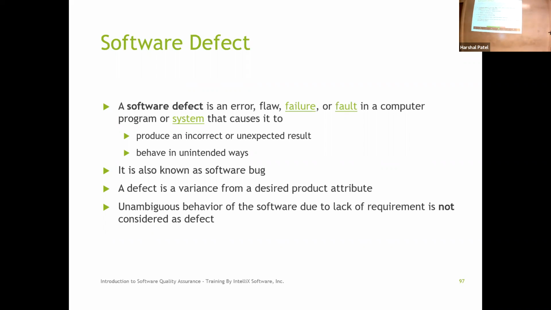So whenever you're looking at whether something is a defect or not, you have to look from the context of: is it complying with the requirements document or not? Okay. So if your requirements document doesn't say anything at all about it, that's okay. It's not a defect. So that's where the 3C and a T comes in. And that's what this is talking about, right? Unambiguous behavior due to the lack of requirements is not a defect.